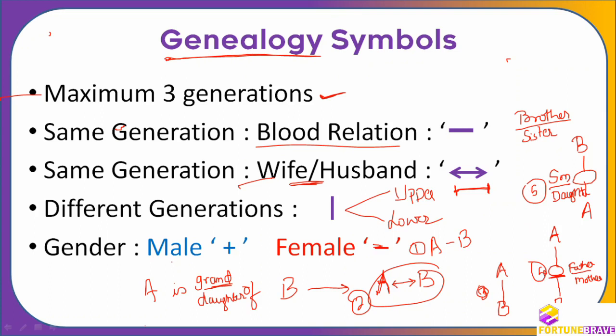Now comes this important thing, gender. Gender is also required. Otherwise, I am not able to understand whether it is a grandmother or grandfather, whether it is a sister or brother, whether it is wife or husband. We will not be able to find out. So what we will do, we will have some symbol. This is not available in the genealogy. This we will create. We have made it to make it very, very clear.